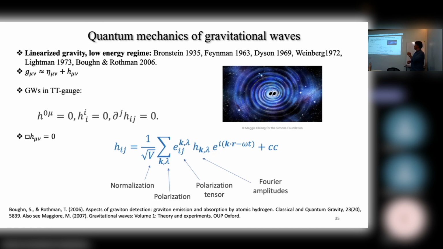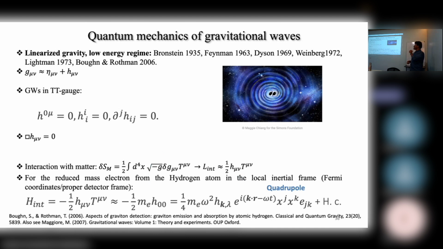Solutions are plane waves. We start with 10 degrees of freedom, and then we put in all the gauge fixing conditions. We are left with 2 degrees of freedom, which are the plus and cross polarizations of the gravitational radiation. These gravitational waves are conveniently represented in what is known as the TT gauge. But how they interact with matter is better understood in what is known as a local inertial frame.